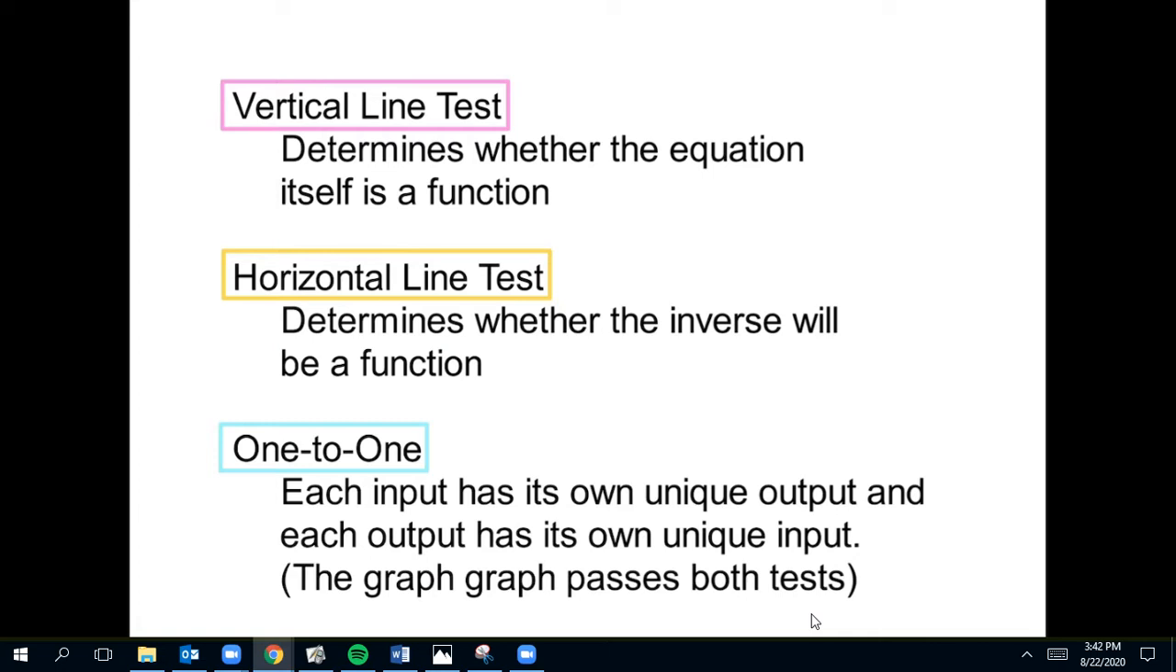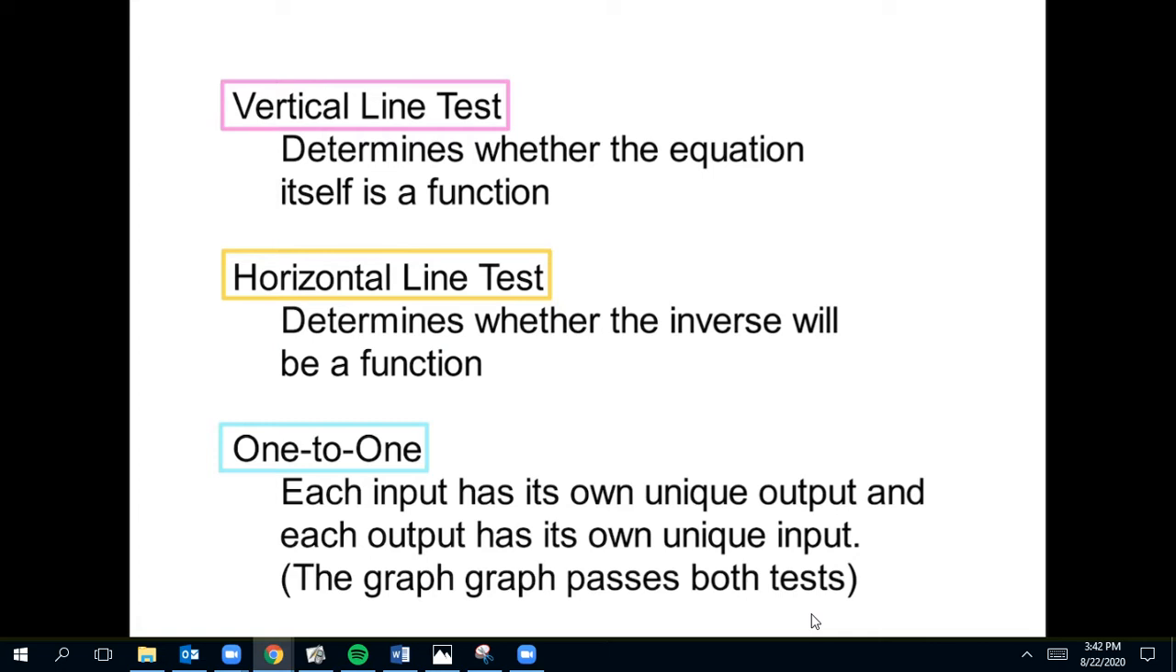Then we can also look at something called the horizontal line test, which we don't use to determine if something is a function, but it will tell us if the inverse is a function. Because when we reflect the function across the line y equals x, it shifts, and so now the horizontal line test can determine if the inverse is a function.